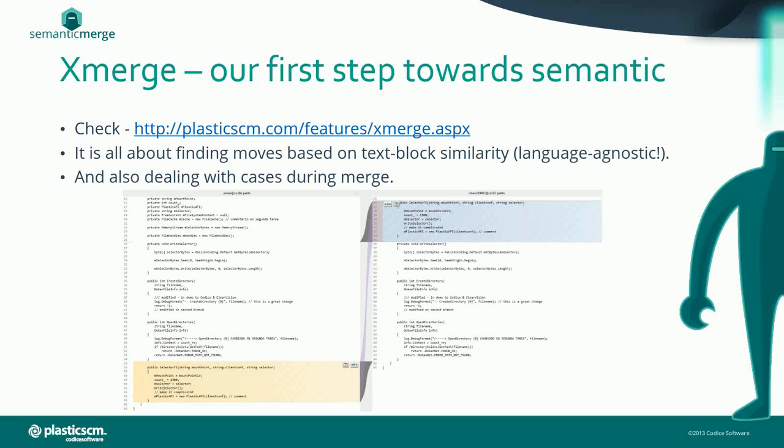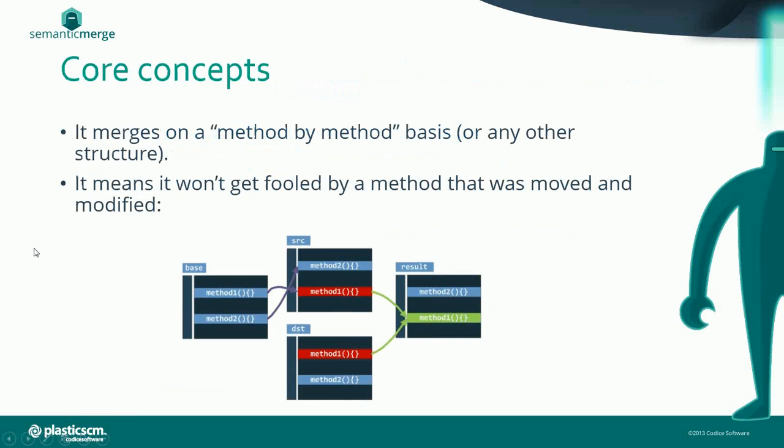In fact, it's not affected whether what you move is a full method, as I did here, or just a piece of text, or a block of text, or just something between two methods, or whatever. It was our first step, but we thought we needed something better. The good thing about Xmerge is that it's language agnostic, so you can use it with any language you want. But the next step was to actually make it language aware.